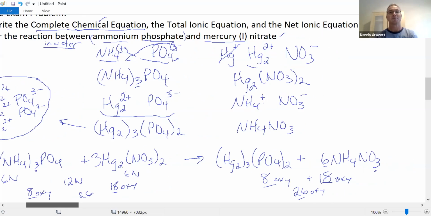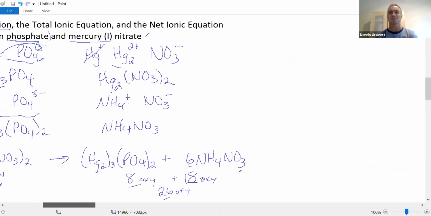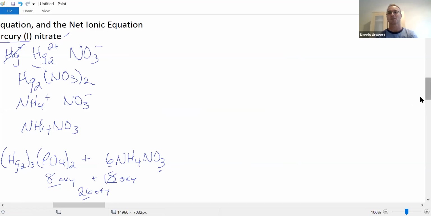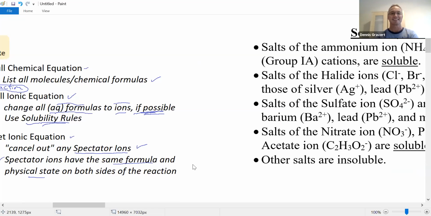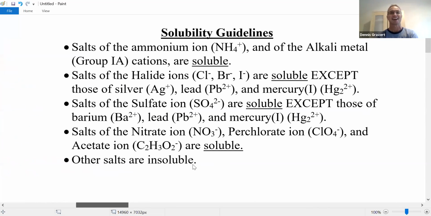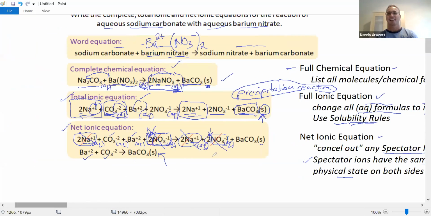Okay, so we got ammonium phosphate, mercury nitrate. Let's start with those two. Take a peek at the solubility rules, which we're supposed to have memorized. The ammonium ion, NH4, usually means things are soluble. And nitrate usually means things are soluble. So let's just verify that. Yep. So the first guideline is salts of the ammonium ion. There it is, NH4 are soluble. And then down here, salts of nitrate ion, NO3 minus 1, soluble. What else do we got?